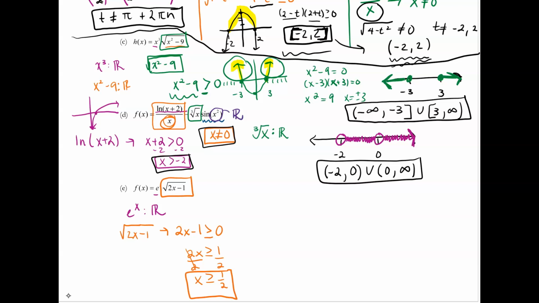We don't really need a number line for this, but just to practice, if I were expressing this on a number line, I would write my 1/2, I'd put my closed dot, I would shade in the positive direction. The number line itself will never be the answer. You've got to tell me the domain. So you could write it like this, or we could just say from 1/2, including 1/2, to infinity. That is our final answer.